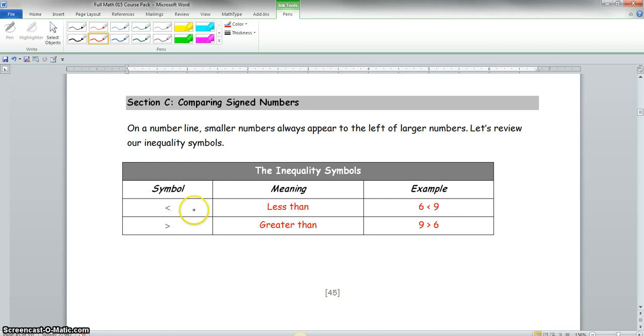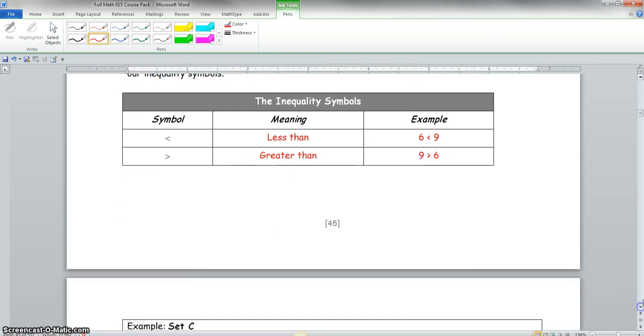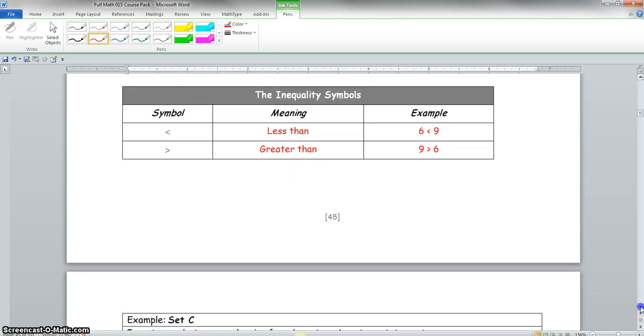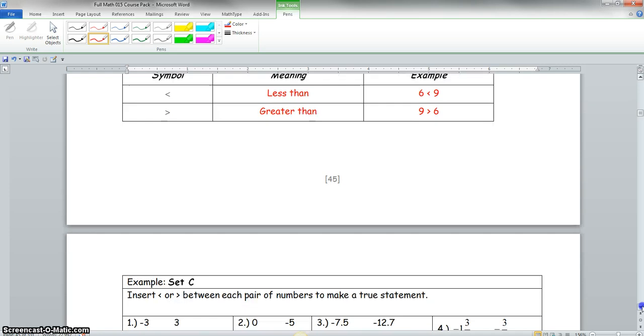Now, if you want to remember this, for instance, if you can't remember which is less than or which is greater than, just remember that the point of this arrowhead always points to the lower number. If you notice, this is pointing to the 6, that's the lower number. This is pointing to the 6, that is the lower number. So that's a way of remembering which way to position your inequality.